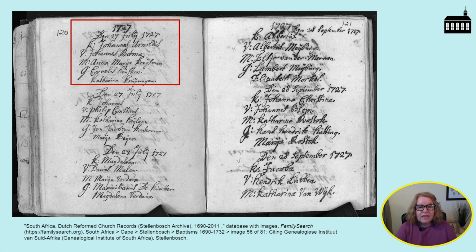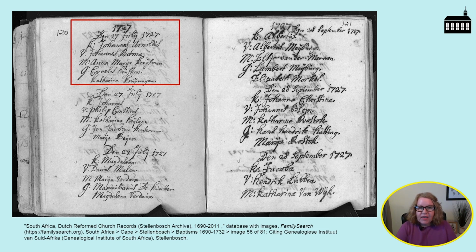So on your screen is an example of an early baptism record. It's from 1727, written in the Old Dutch, and it tells us that on the 27th of July, Johannes Arnoldus was baptized. His father was Johannes Botma and his mother Anna Maria Kleinsman. Really wonderful. We get that maiden name in there. We know as genealogists we are always on the look for those maiden names.